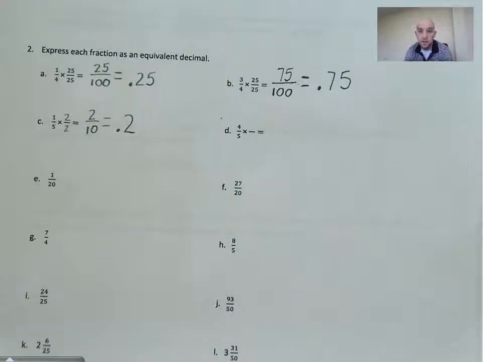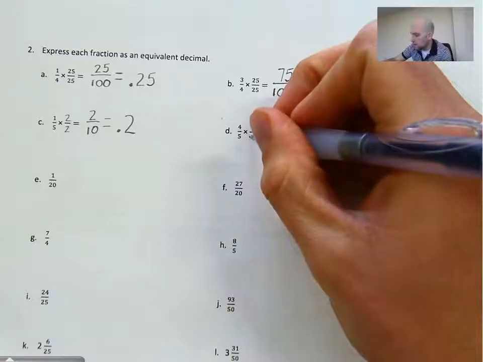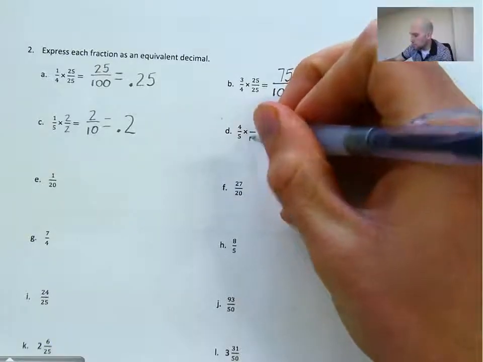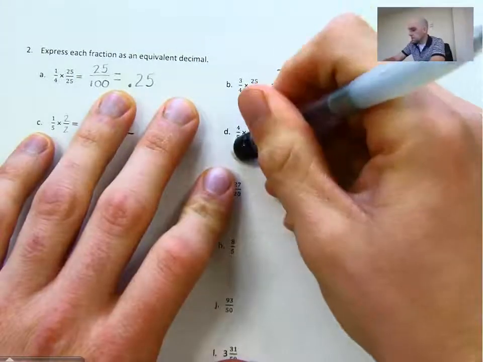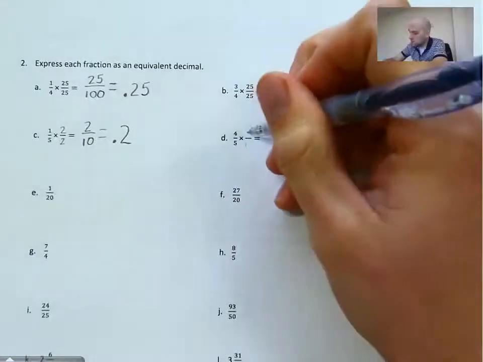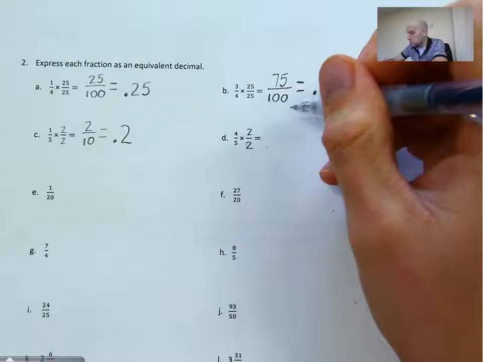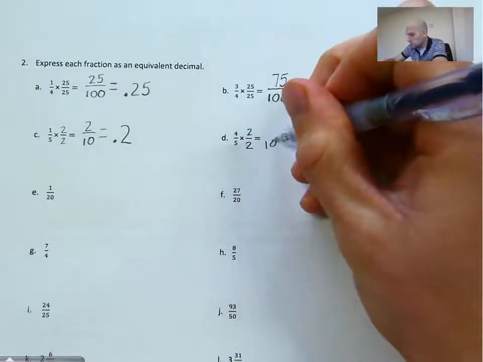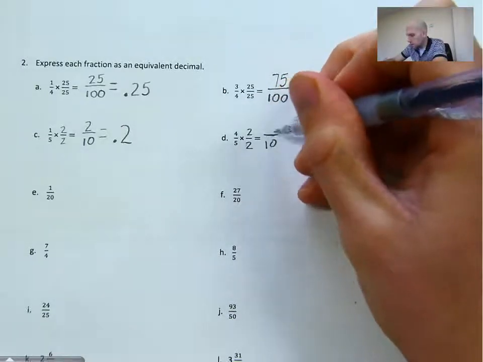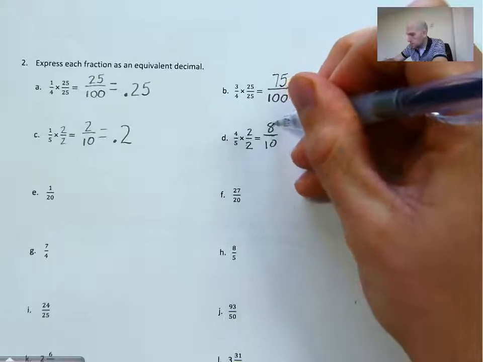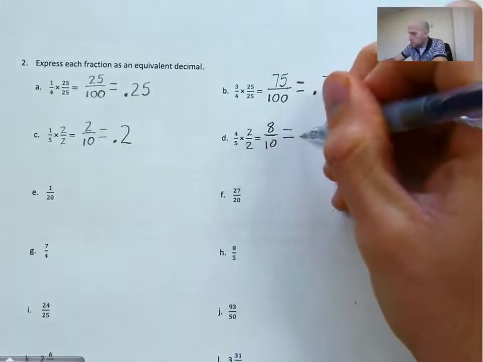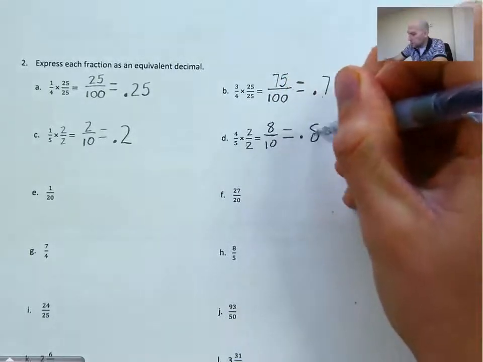Letter D, we have 4/5. Well, again, I want to turn this into tenths, so I can do 2/2, which will make my denominator tenths. 5 times 2 is 10. And this time my numerator is going to be 4 times 2, which will give me 8. And that will give me 8 tenths.